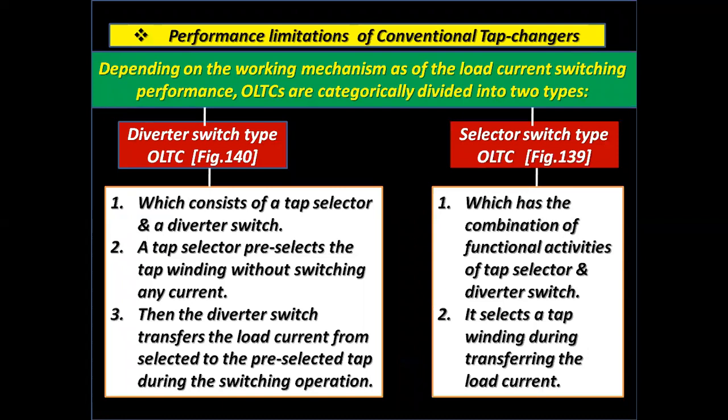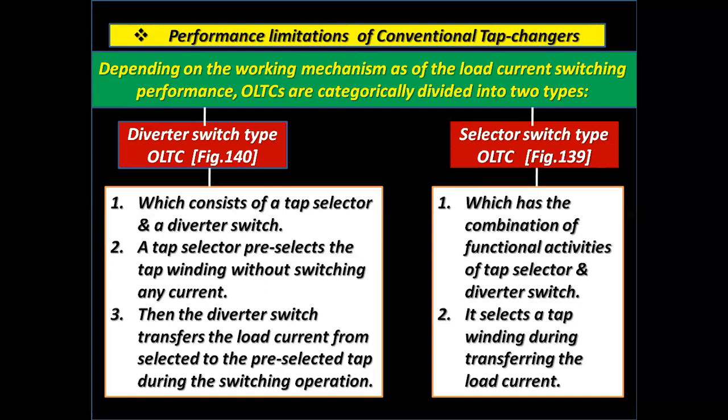Let's start with performance limitations of conventional tap changers. Depending on the working mechanism as of the load current switching performance, OLTCs are categorically divided into two types. One, diverter switch type OLTC, that is in figure 140. Another is selector switch type OLTC, as of figure 139.